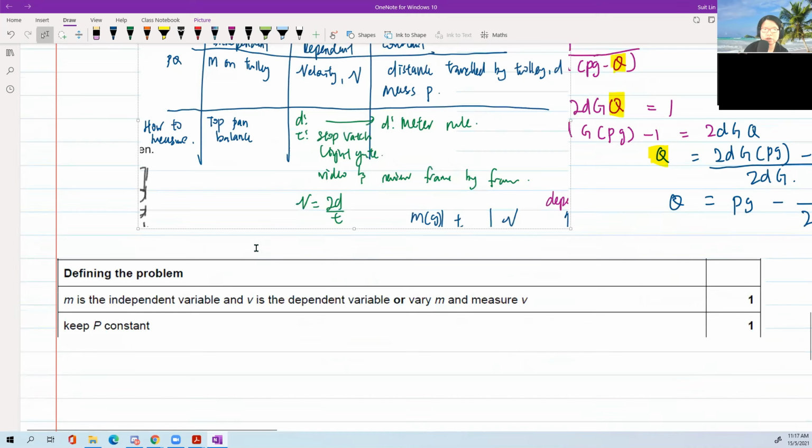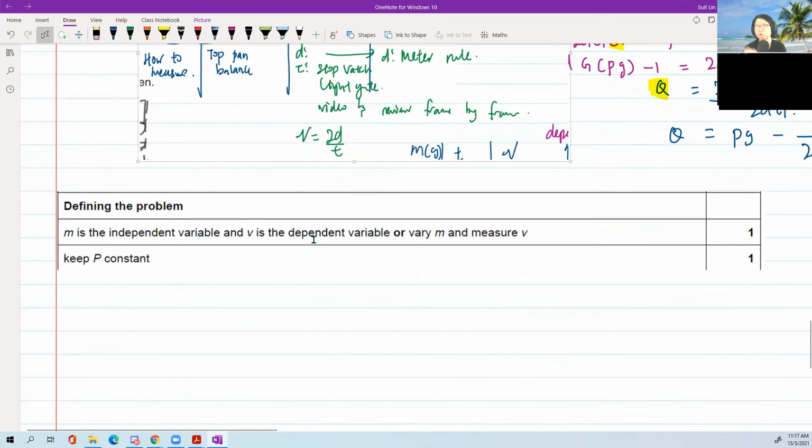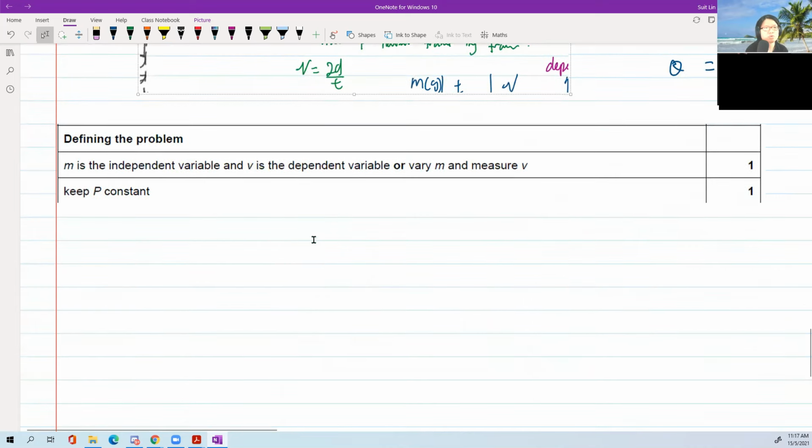Okay, so now we need to think about the diagram. How do you think your diagram will look like? We need to have a pulley, right? And then we need to have the whole set up. So here is how my diagram would look like. I would draw the surface of a table. Hopefully you draw with a ruler. Okay. So this is the wooden surface.